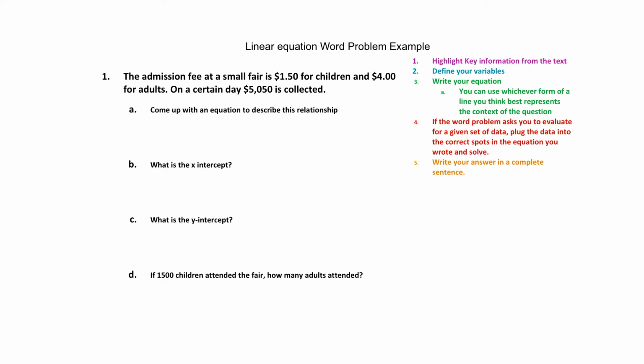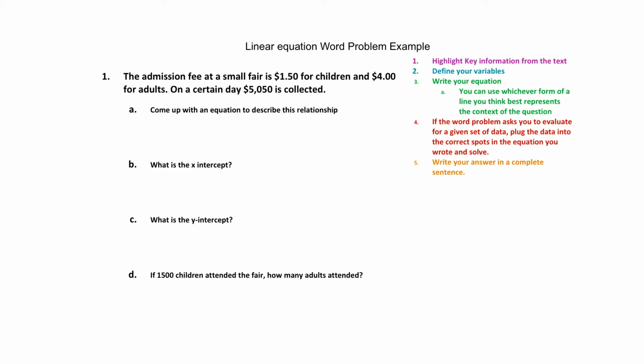So here's an example of a word problem. It says the admission fee at a small fair is $1.50 for children and $4 for adults. On a certain day, $5,050 is collected. There are 4 parts to this question. It says to come up with an equation to describe this relationship. And then what is the x-intercept? What is the y-intercept? And D is, if 1,500 children attended the fair, how many adults attended?